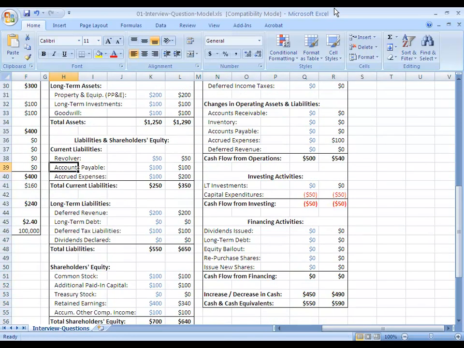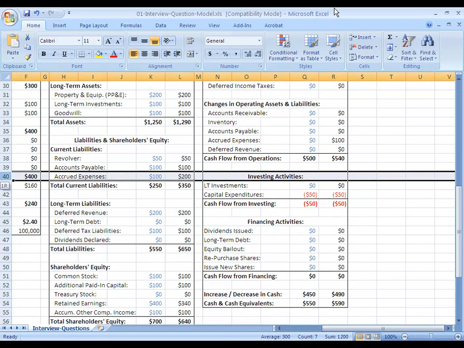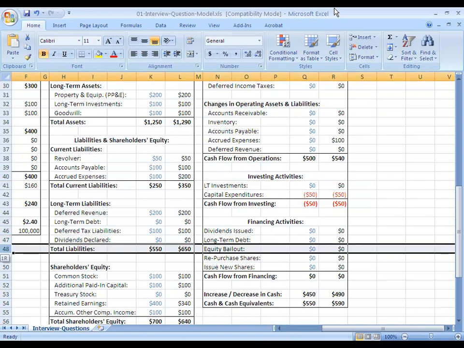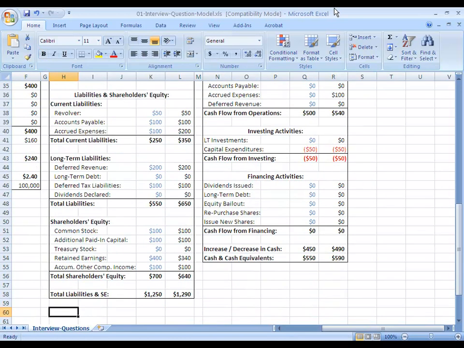And then on the other side of the balance sheet, accrued expenses are up by 100 because that was the initial question. We know that accrued expenses have gone up by 100 here. We've accrued these expenses now. No other changes to the other liabilities, so overall liabilities are up by 100.